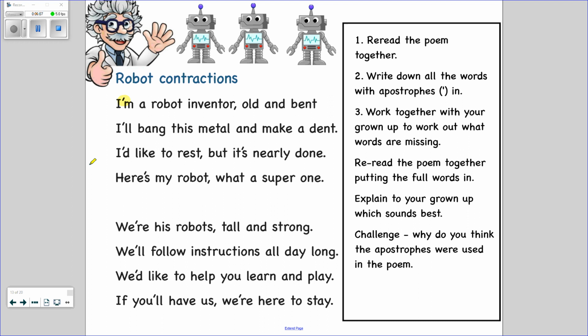And then finally, I want you to think about, and this is a challenge, so you don't have to do this, but I bet you will want to. Why do you think the apostrophes were used in the poem? Now, grown-ups, in a moment, if you pause the video now, when you start the video again, it will show the poem with all the contractions removed.